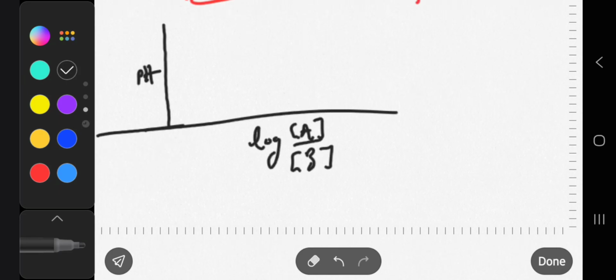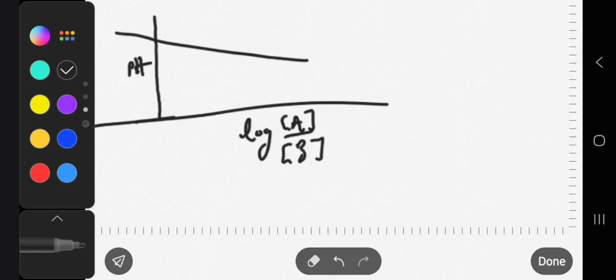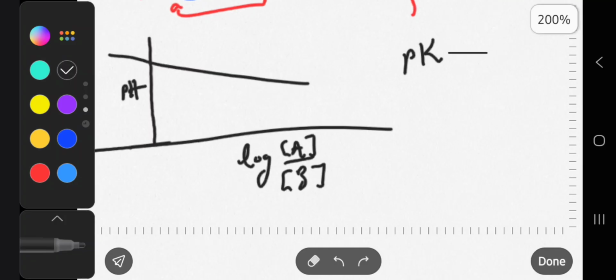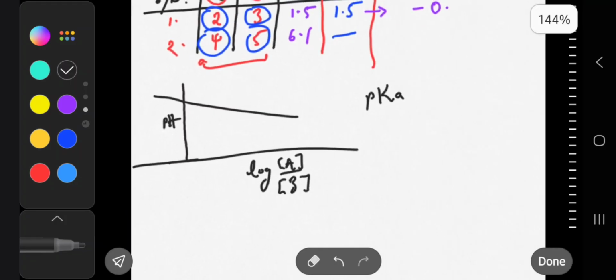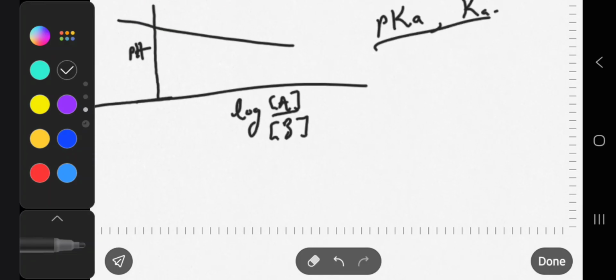Basically, while you're plotting a graph, the graph could look something like this. You plot the graph to find the pKa, which can also help you in finding the Ka, all right? You should know the difference between these two. We shouldn't be going into that now.